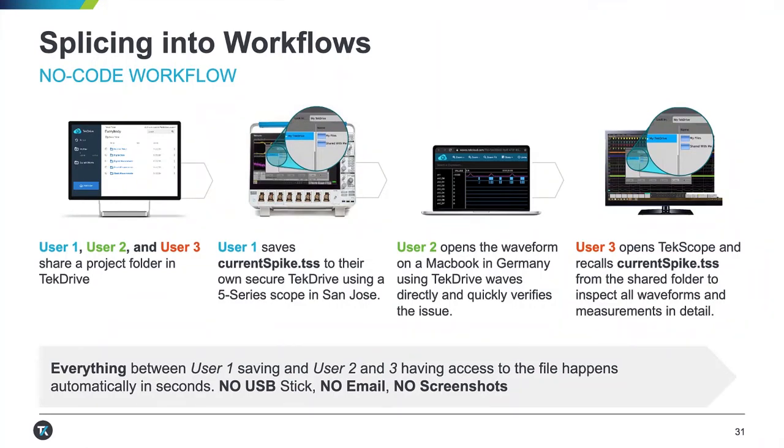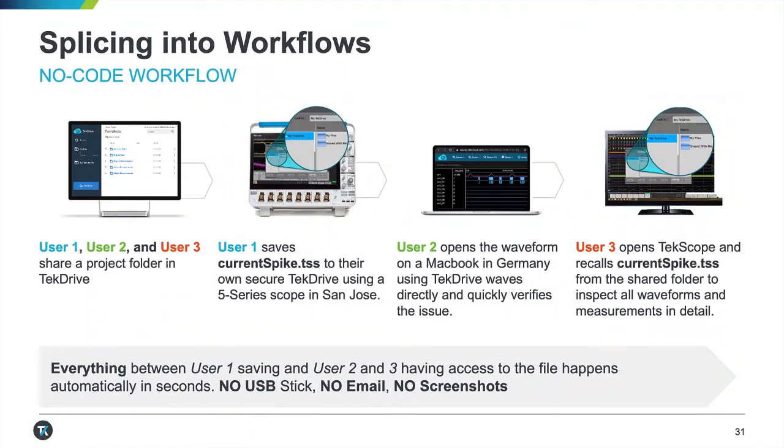So let's imagine that in TechDrive, user 1, 2, and 3 all create a folder, and that folder is a shared folder among them. Let's say that user 1 saves something from the scope. You're directly on the scope, you save something called currentspike.tss. User 2 can open that waveform directly inside of TechDrive and take a look on any device.